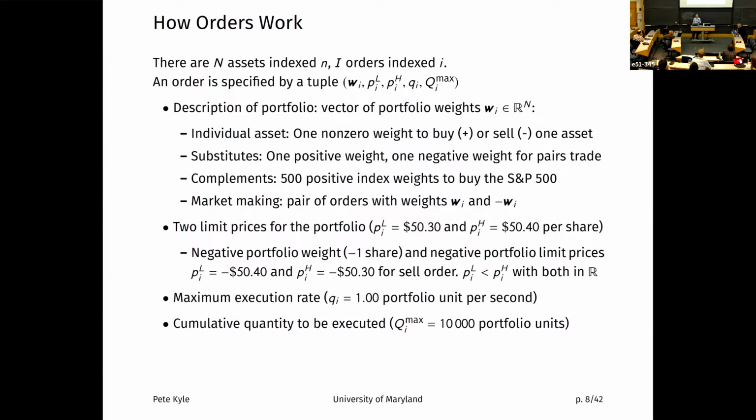Okay. Is PL and PH indexed by time or not? PH and PL just have units of dollars per share. And the auctions are taking place, let's call it once per second. And then capital Q max is the total amount you want to buy. And Q, a little q, is the maximum number of portfolio units you want to buy at any one auction.